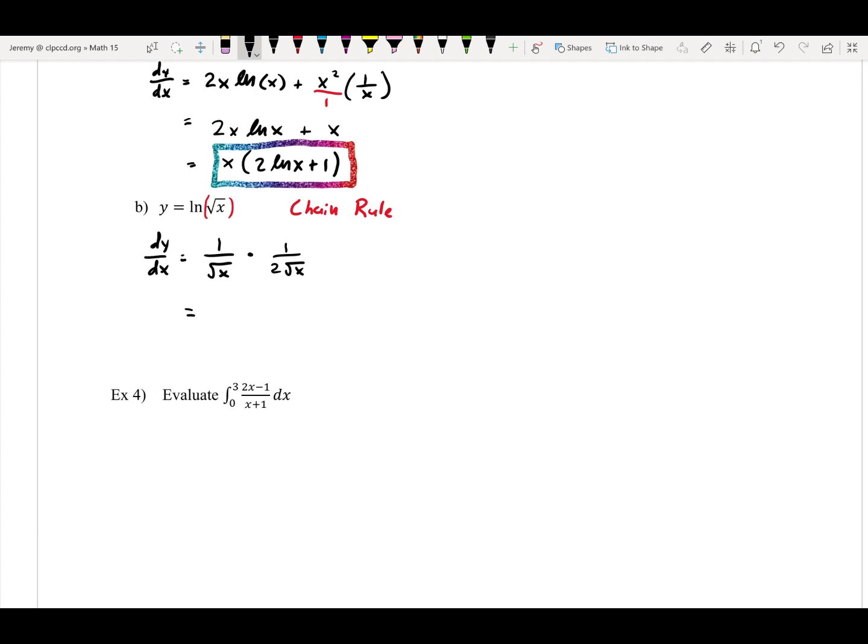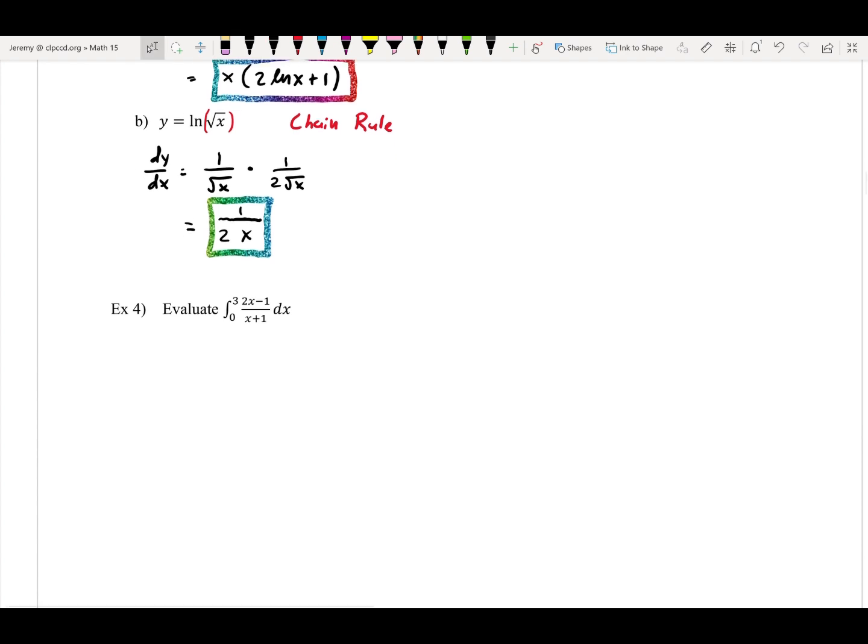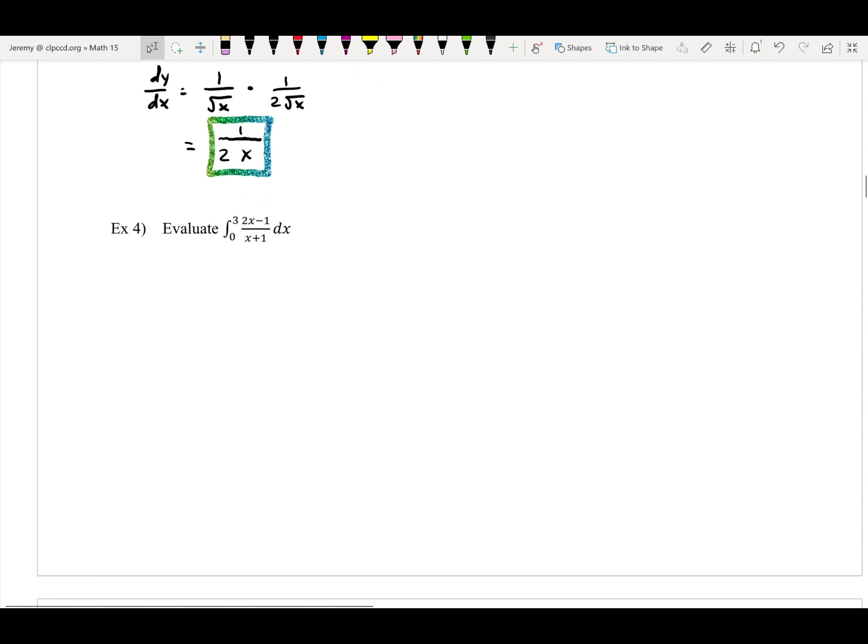And simplifying a little bit, this is 1 over 2 times root x times root x, which just gives us x. And that looks great. That's nice and simplified. 1 over 2x is our answer here. Alrighty.